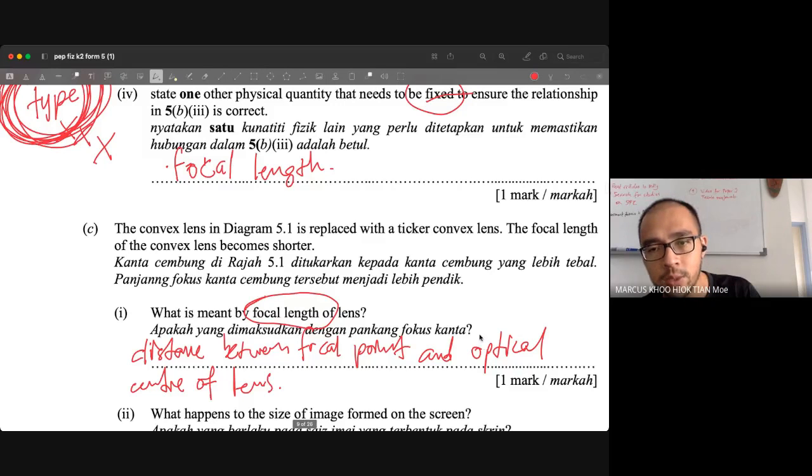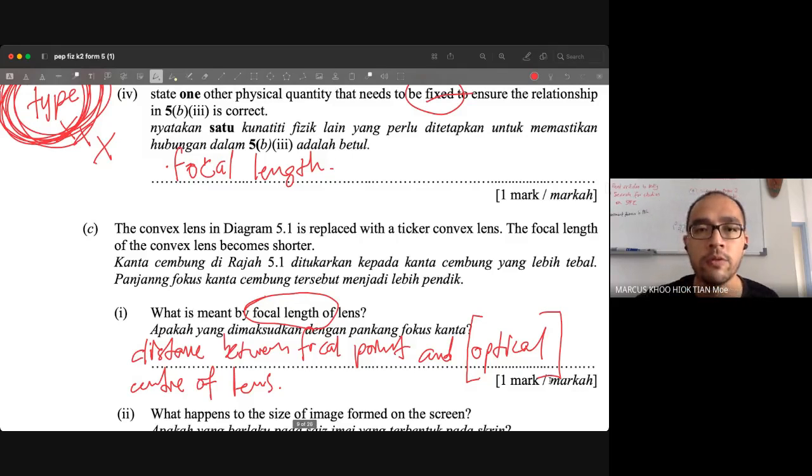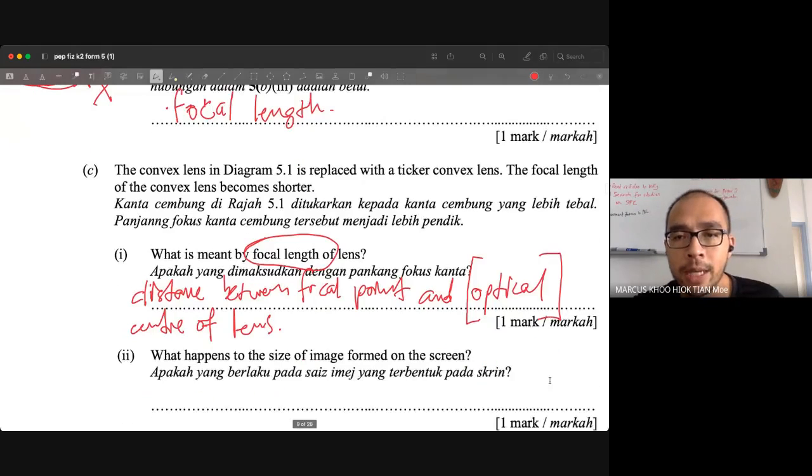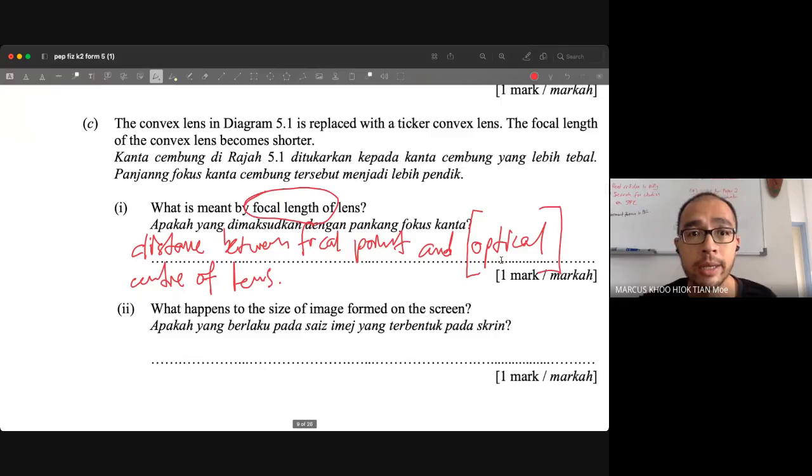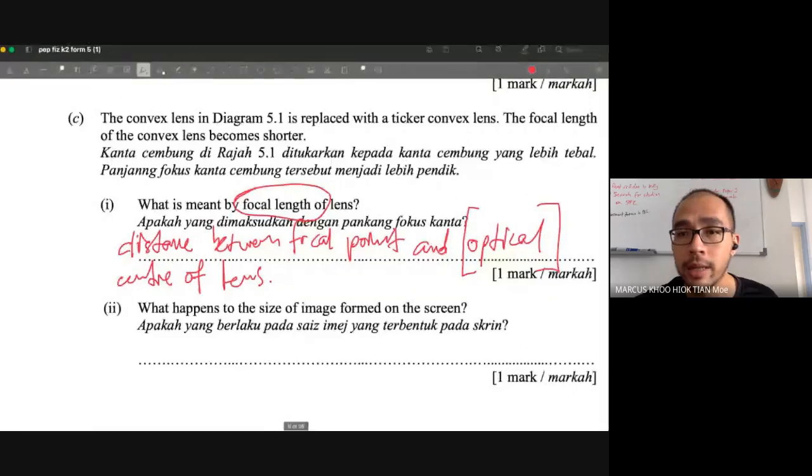Now, this word, quite a few of you yang saya tanda betul, tapi kamu tidak bagi jawapan penuh, tolong pelajari daripada kesilapan ini. The actual term is distance between the focal point and the optical center of the lens. Bukan the center of the lens. It is the optical center of the lens.